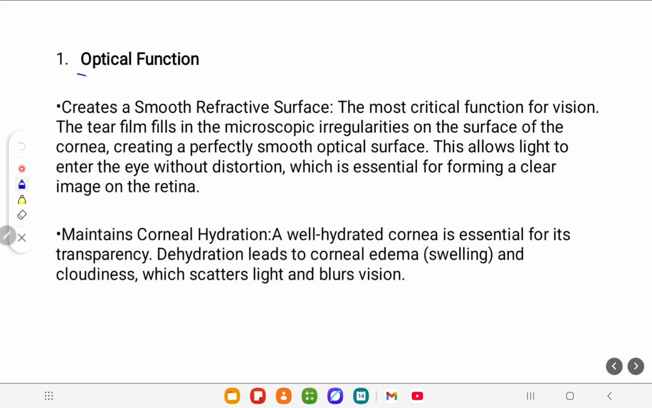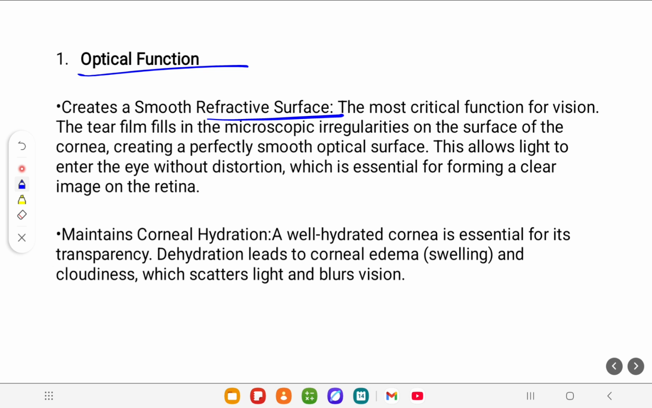So, the optical function. What is the optical function? It creates a smooth refractive surface, the most critical function for vision. In your life you will see dry eye patients complain that vision is blurred or that there are refractive changes in spectacle power. But when you examine the spectacle power, the power is constant and the chart test is good, yet you come to know that it is a problem of dry eye. It's always there.